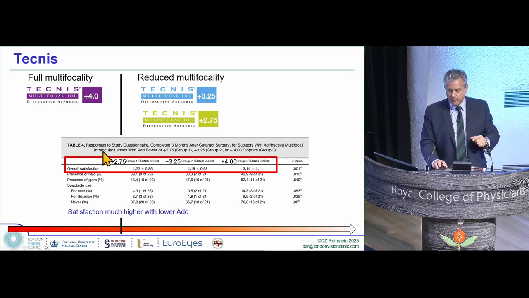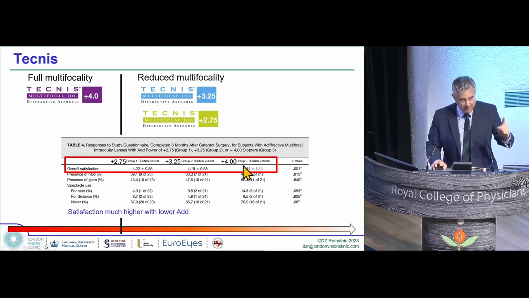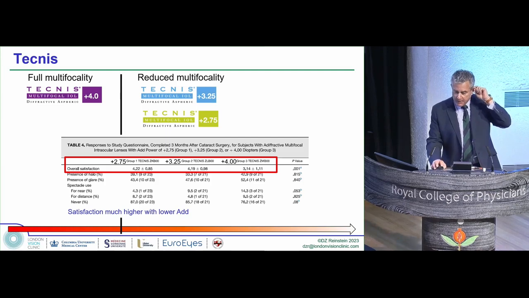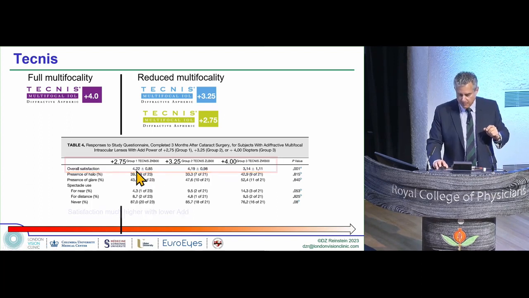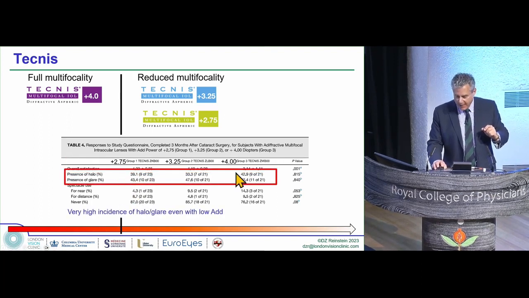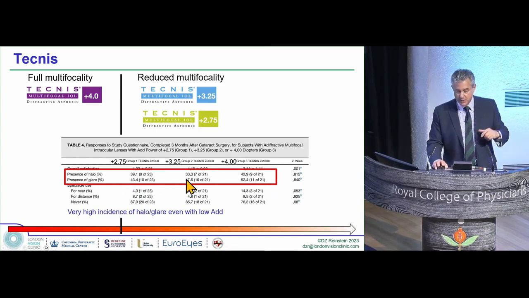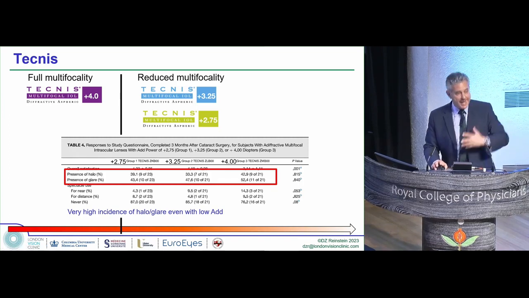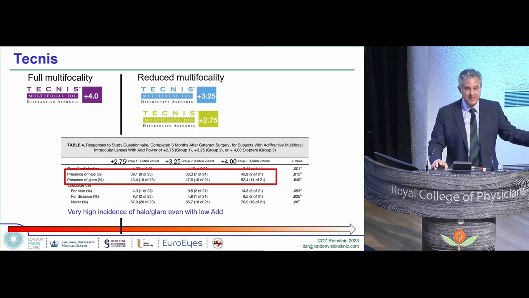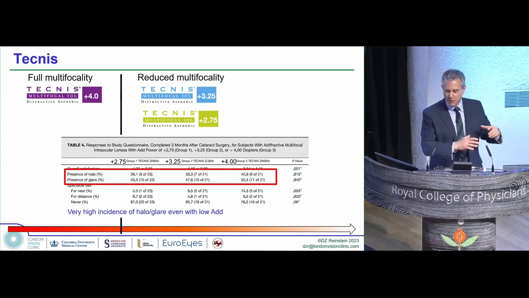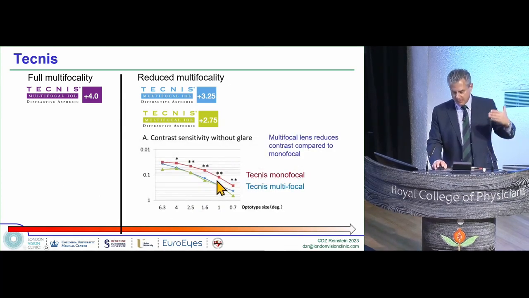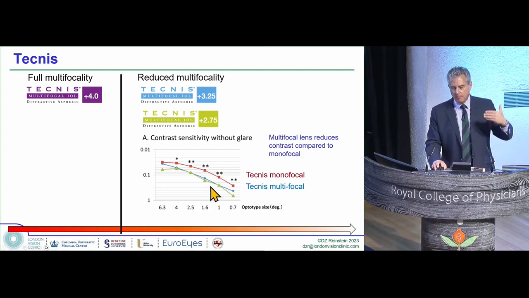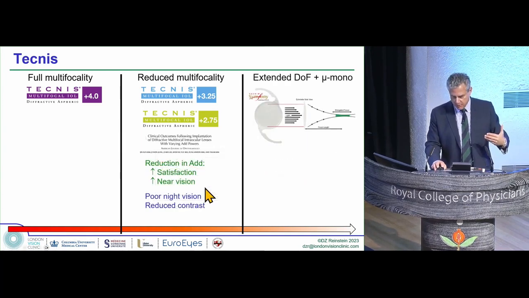In the FDA trial, when they looked at the groups, and these are cataract patients, not clear lens exchange, remember, they found that the overall satisfaction, of course, improved with the lower add, but that the presence of halo and glare was almost the same in all of the groups, and it's more than 30%, and these were cataract patients. So they started with cataract, okay? So again, multifocality produces side effects. Obviously, as demonstrated by the company on their own graphs, the monofocals have better contrast than the multifocals.